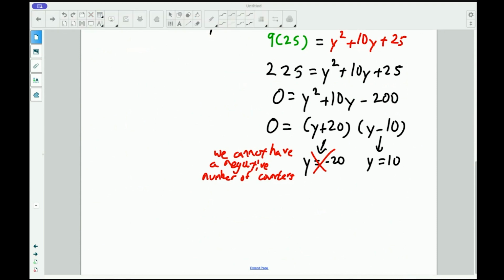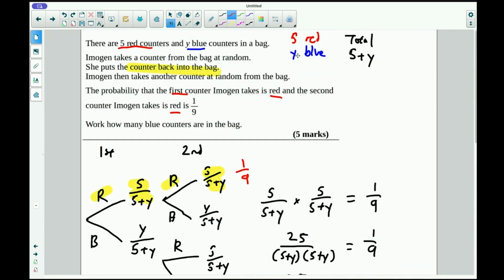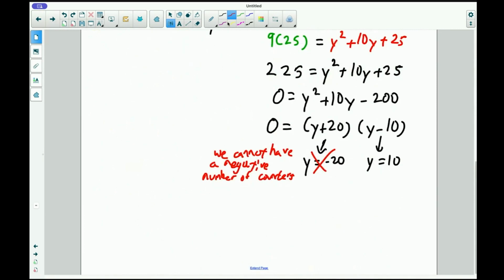All right. So if we're taking a look at our question that was asked at the beginning, how many blue counters are in the bag? Well, we said here that y is equal to 10. We said that y blue counters is what we need. So therefore, we have 10 blue counters. So, kind of a tricky question. It involves quadratics, it involves probability trees, it involves solving quadratics. Lots of different concepts all loaded up into one question.